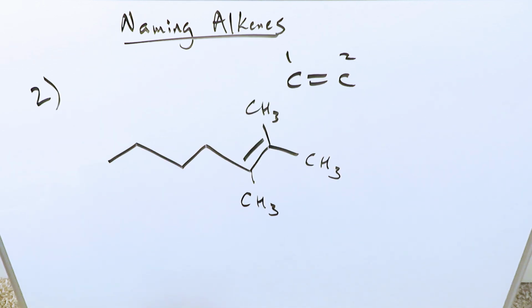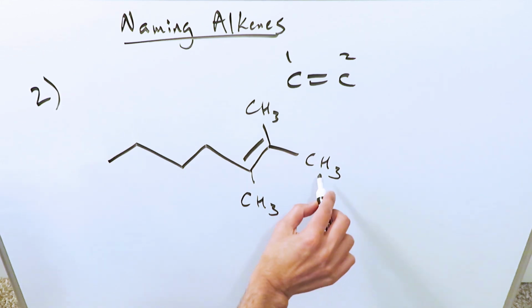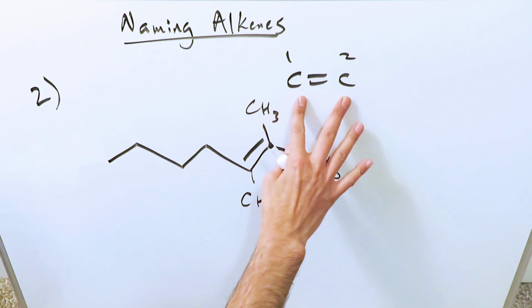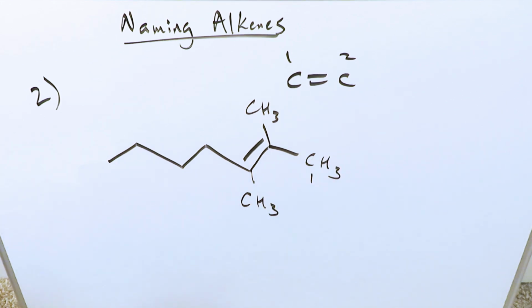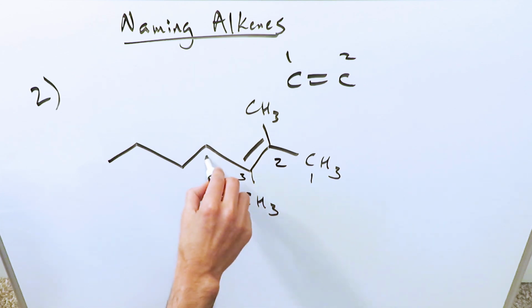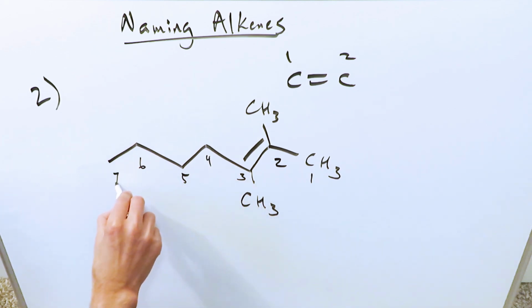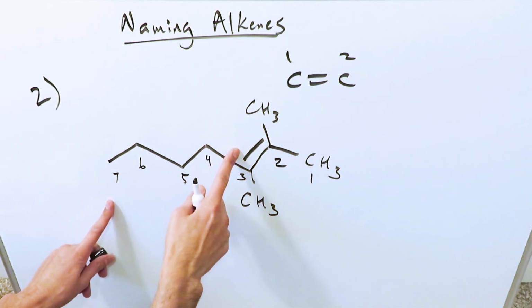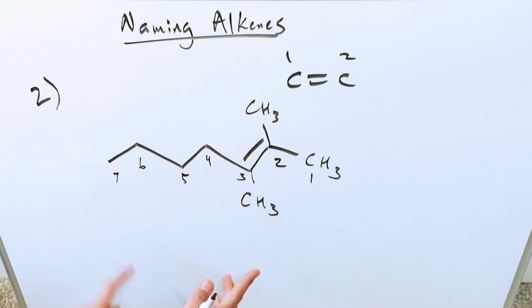Let's name this. You have to start by understanding that you have to identify the longest chain which contains the alkene functional group. My longest chain can be what? How about if I were to do this as 1, and also remember the alkene carbons must have the lowest numbers possible. 1, 2, 3, 4, 5, 6, 7. So we're looking here at a heptane, but because it's a double bond, we'll call it a heptene.